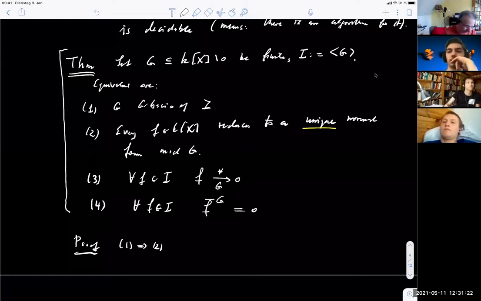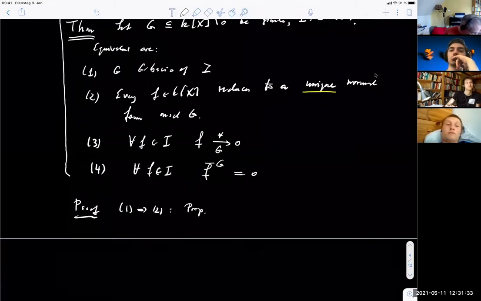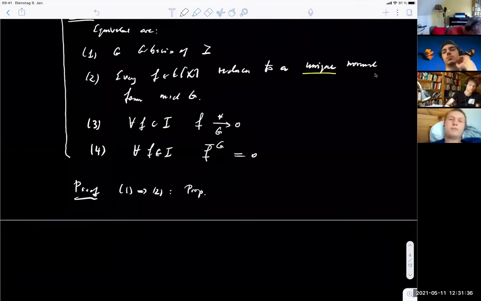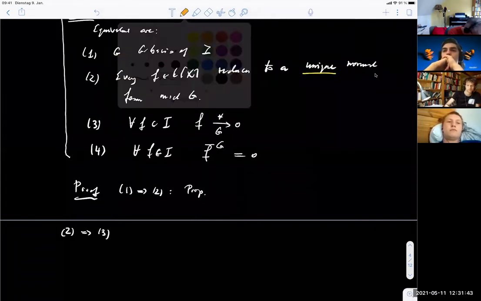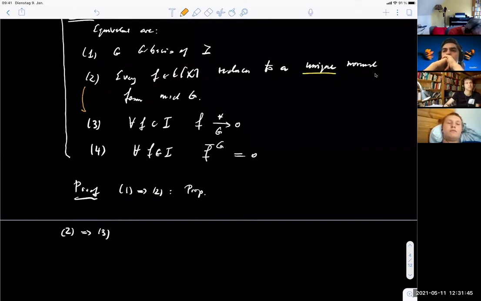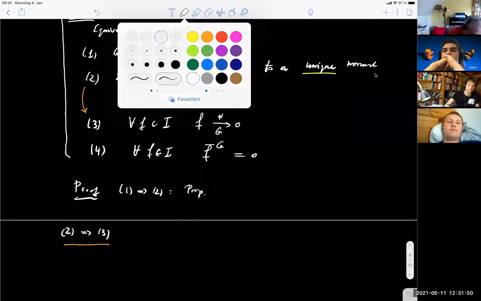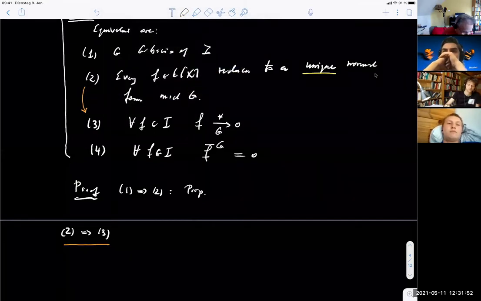Okay. Good. So from 1 to 2, that was just a proposition. We just proved that if you have a Gröbner basis, every polynomial reduces to a unique normal form. So now let's do 2 to 3. This is a little bit subtle. It's interesting. How do we prove it?